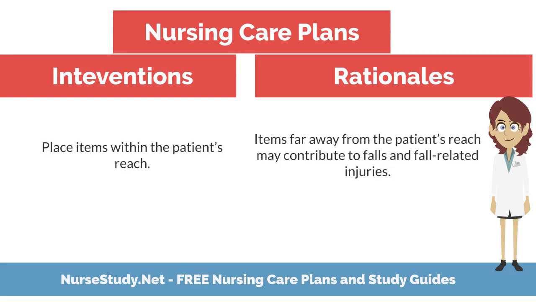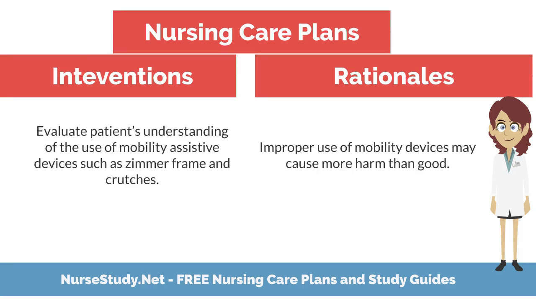Intervention. Place items within the patient's reach. Rationale. Items far away from the patient's reach may contribute to falls and fall-related injuries. Intervention. Evaluate the patient's understanding of the use of mobility-assisted devices, such as a Zimmer frame and crutches. Rationale. Improper use of mobility devices may cause more harm than good.